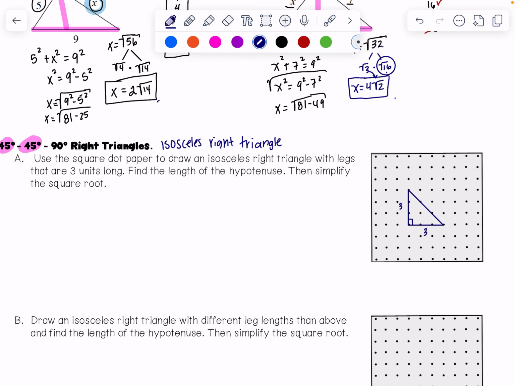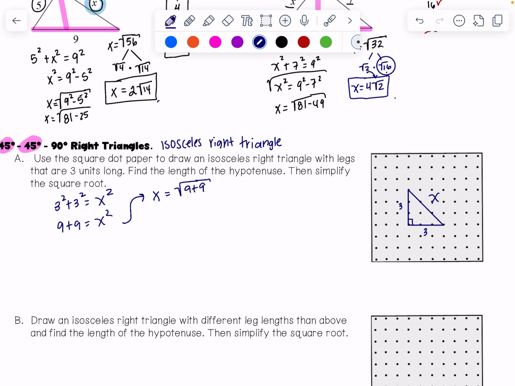Okay, so he wants us to actually determine how long this is. We can use the Pythagorean theorem to help us out. 3 squared plus 3 squared equals x squared. 3 squared is 9, so 9 plus 9 equals x squared. And I come over here, that means x is equal to the square root of 9 plus 9. Now there's 2 ways I can do this.